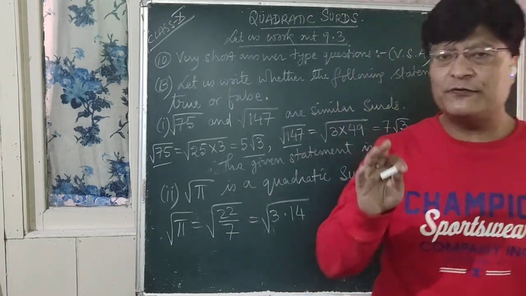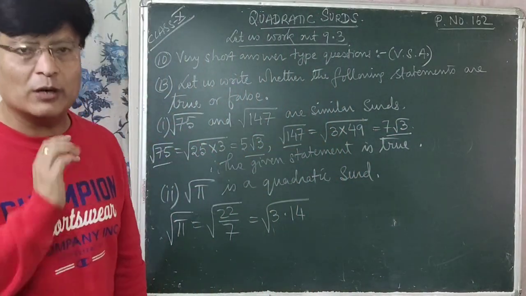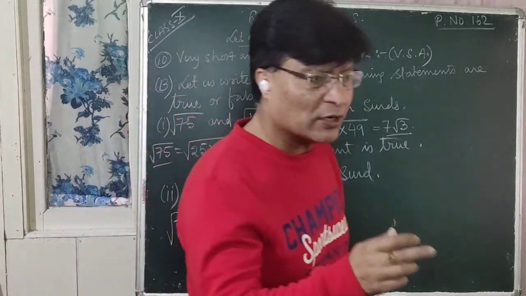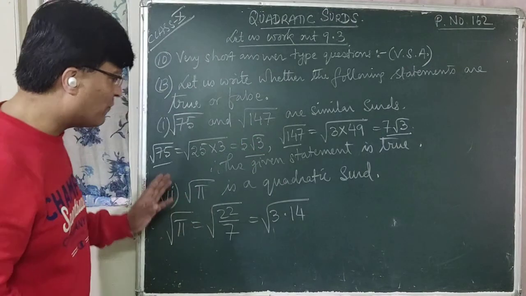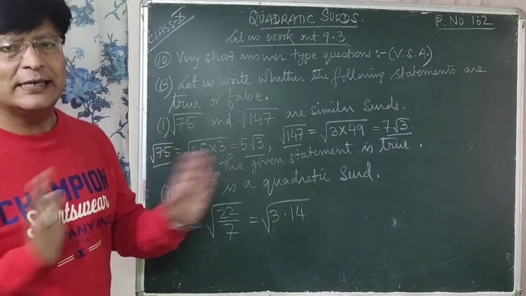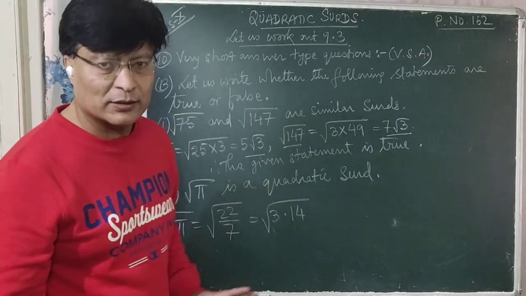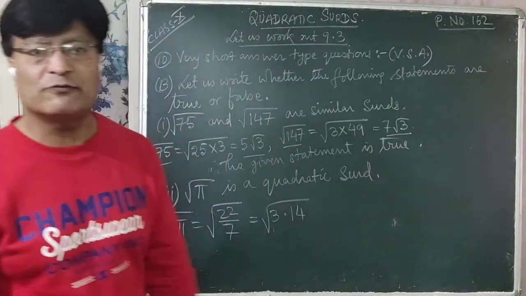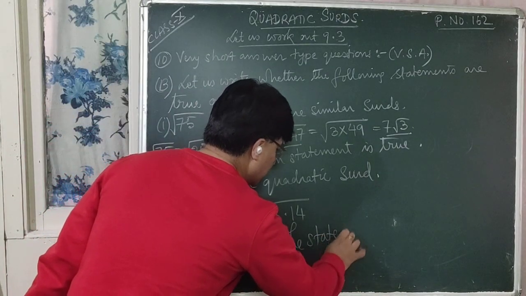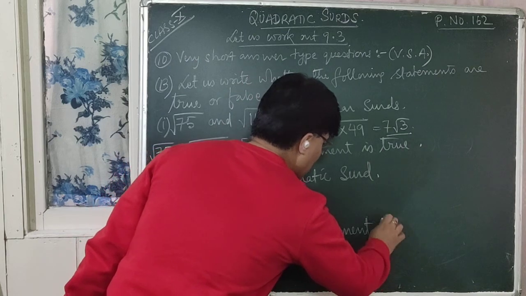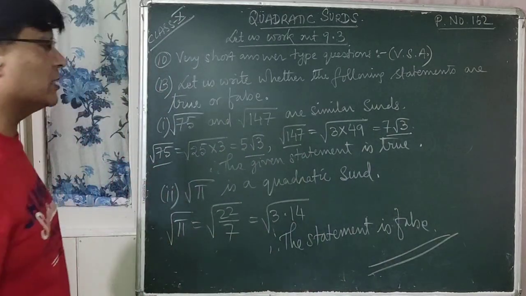If it is square root of integer, or if it is square root of whole number, that is a surd. But if it is a fraction or decimal number, it is not a surd. Okay? So is root over pi a quadratic surd? No, the statement is false. So therefore, the statement is false. So this is the answer.